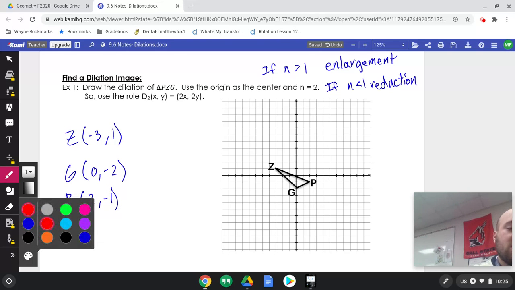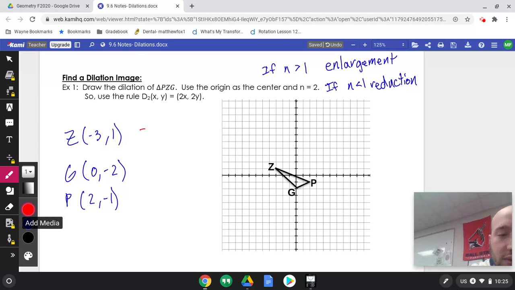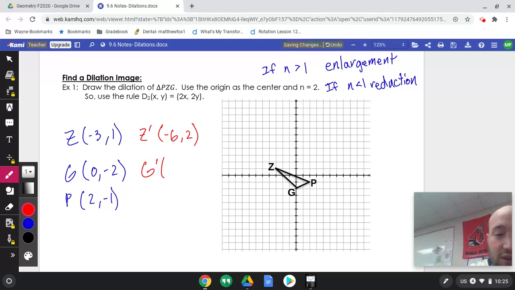Okay, so those are my original points for my pre-image. Now to get my image, with our scale factor here of 2, we just multiply each of these by 2. So it's pretty simple. Z prime becomes negative 6, 2. G prime: on this one we have a 0, and 0 times 2 is still going to be 0. 2 times negative 2 gives us negative 4. And then finally P prime: 2, negative 1. If we multiply both of those by 2, we'll get 4, negative 2.